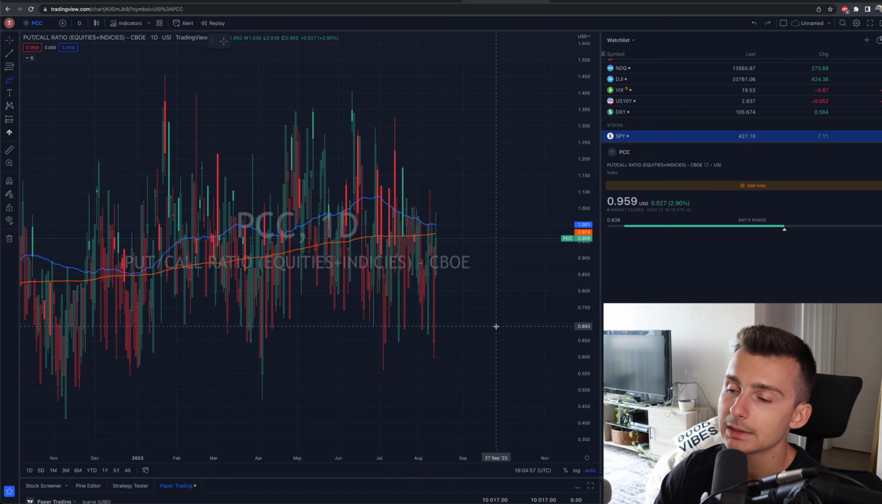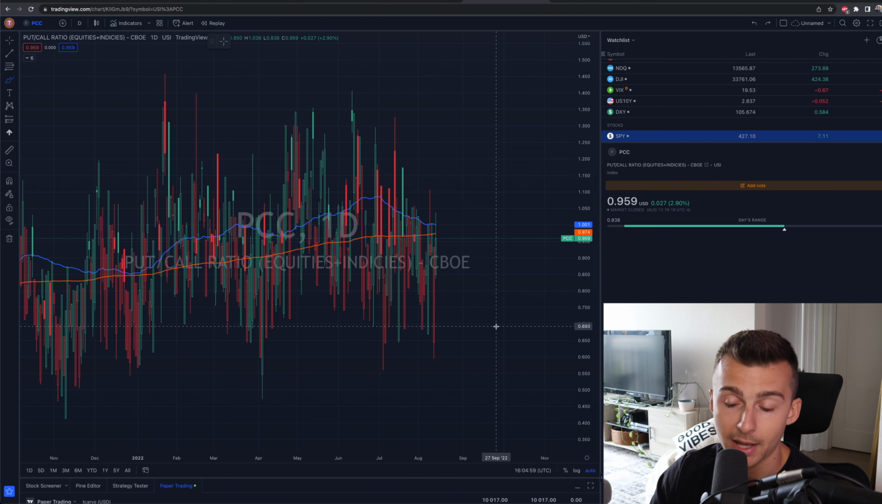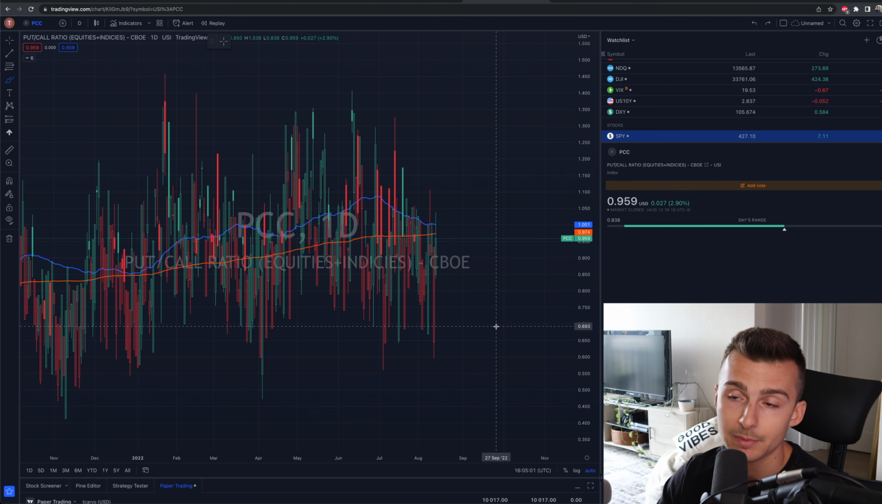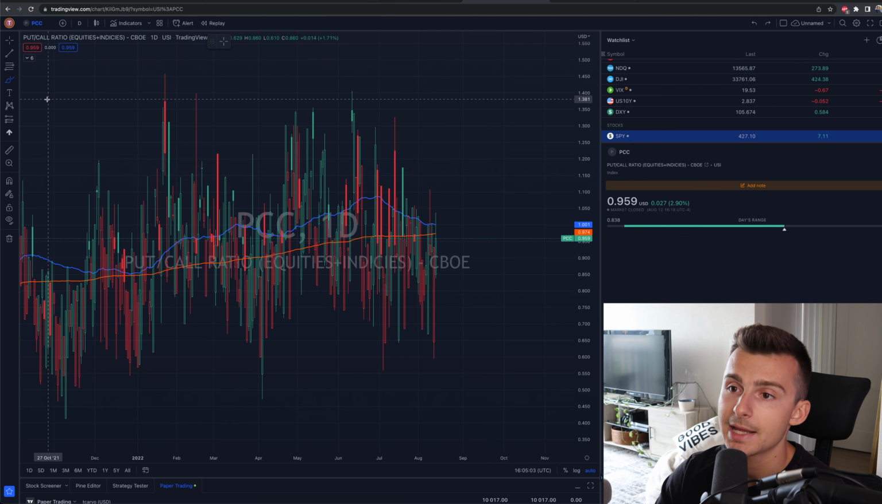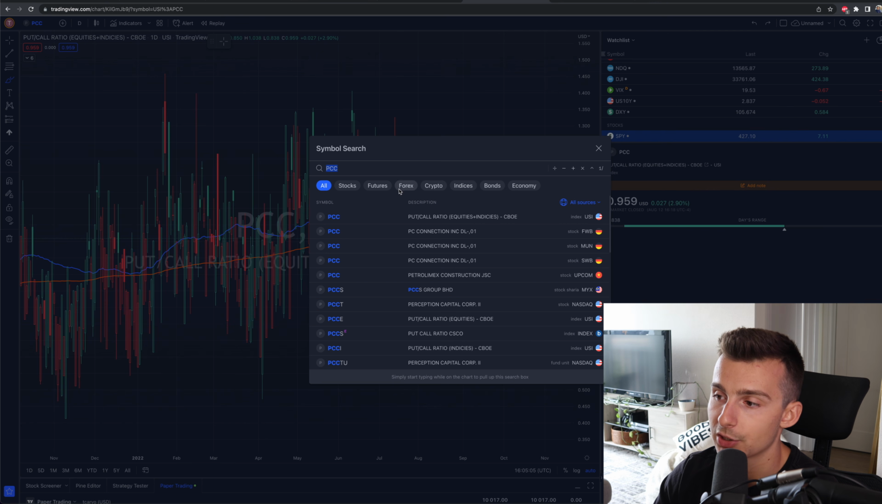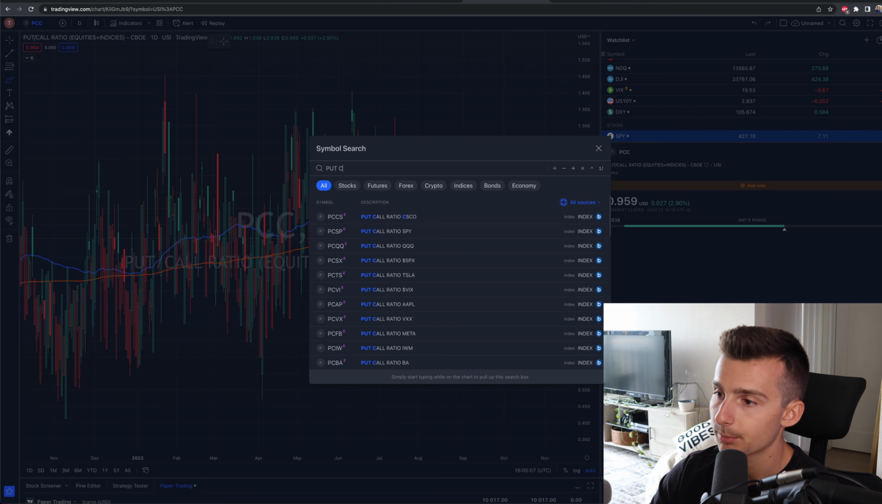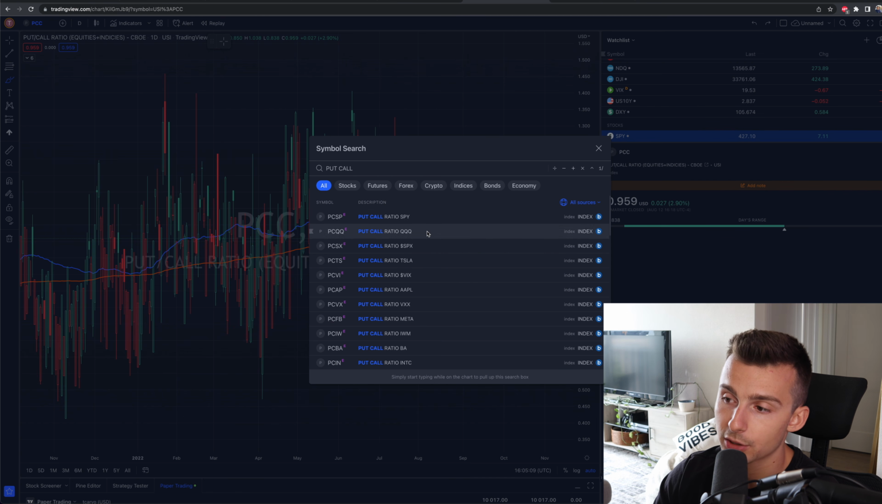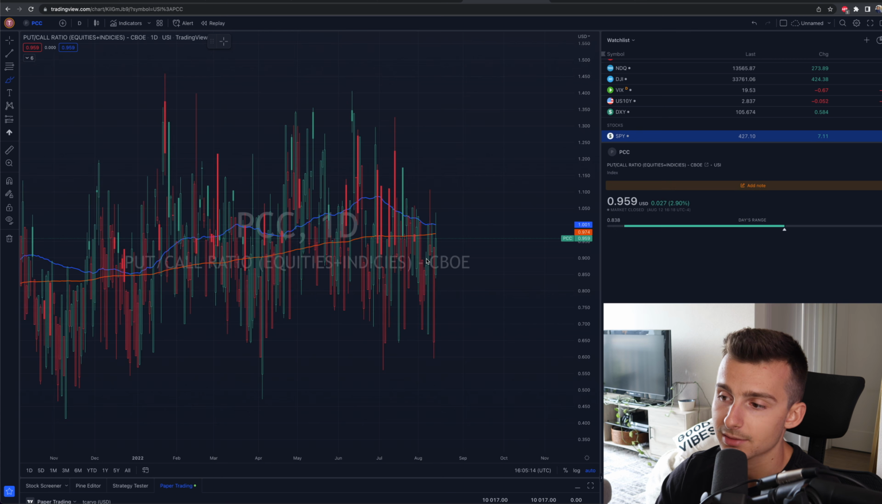We're starting to see a little bit less put buying and a little bit more call buying, relatively speaking, which can be useful, okay? Now, you can also go over here to the put call ratio and we can type in put call and go to SPY or QQQ or IWM or individual stocks. Let's go look at, for example, Tesla, okay?